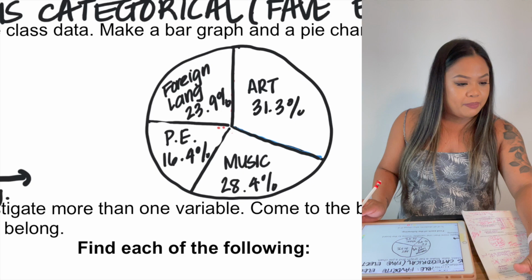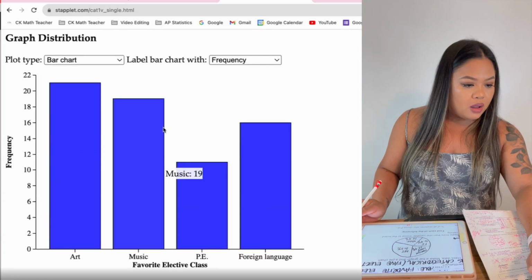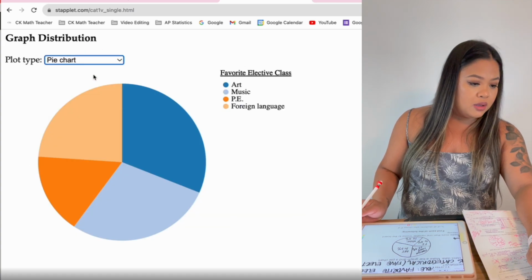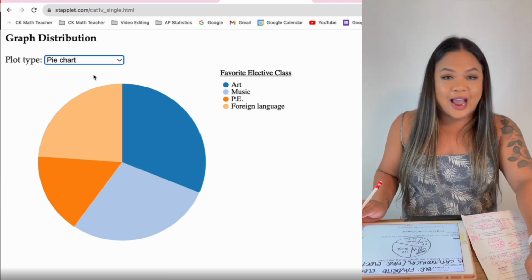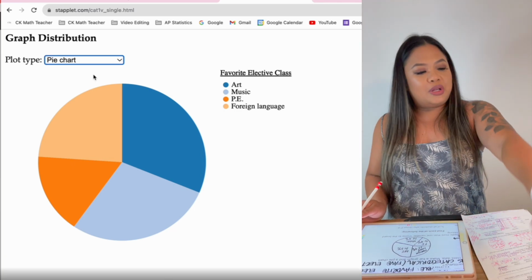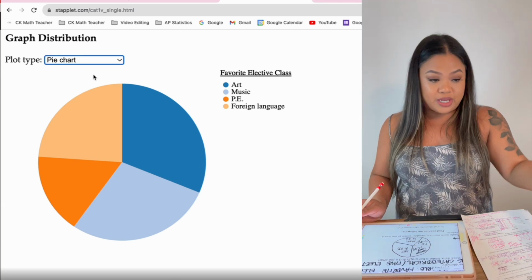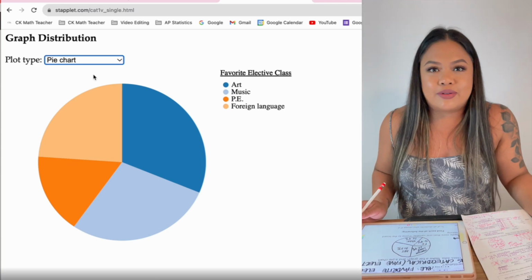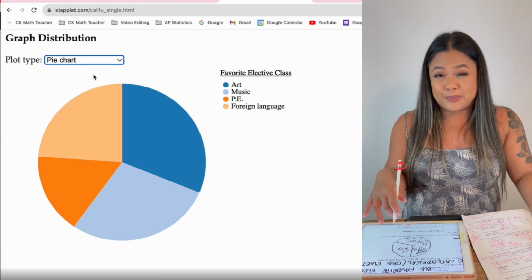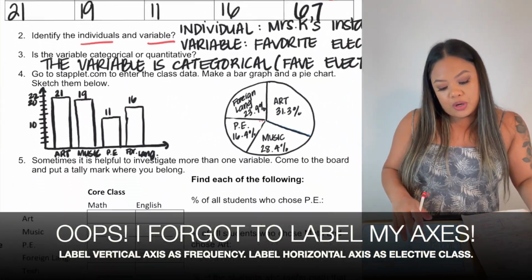So back to the Staplet app. If you scroll back up, turn this into a pie chart, there it is. It looks kind of like what we just drew on our paper, doesn't it? So it's cool to have this technology in class so that you can visualize it through tech. But on the AP exam, you're not going to have Staplet.com. You're not going to have a computer. So you're going to have to be able to draw this by hand, and that's the reason why we did it first like that. Okay, so that was your homework number 4.